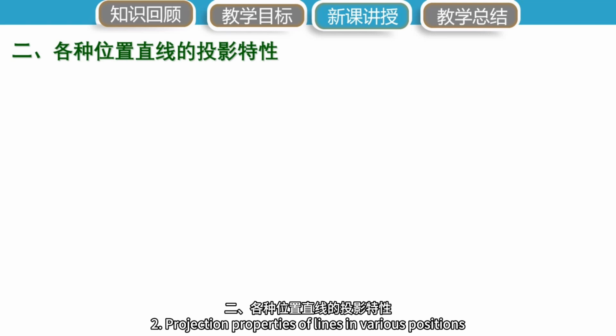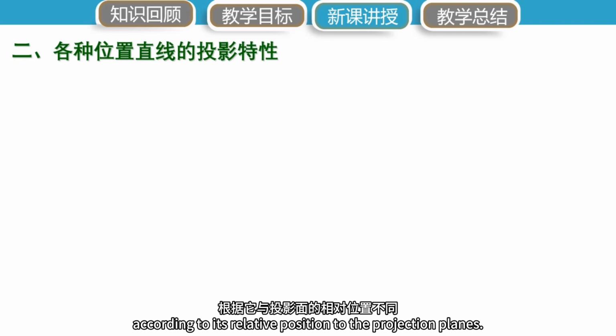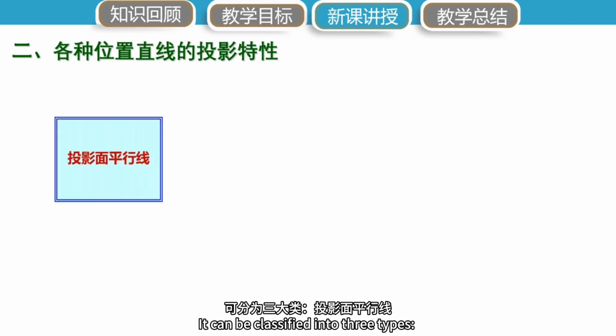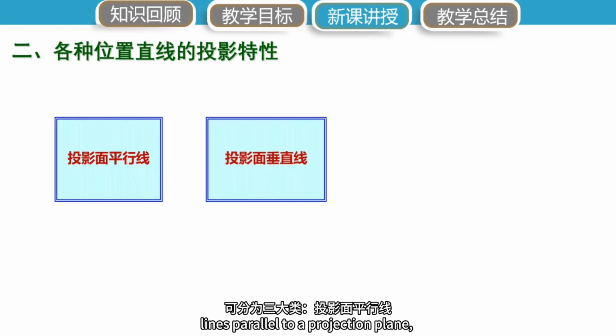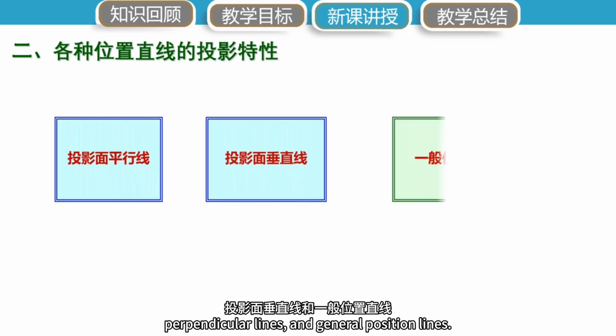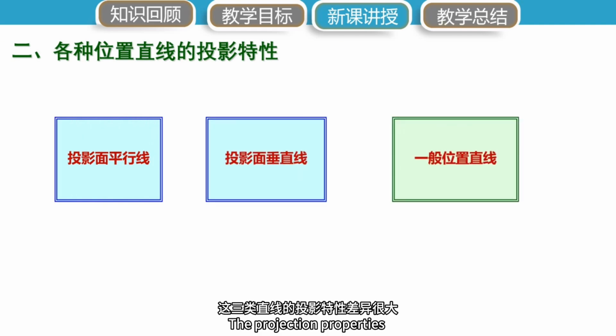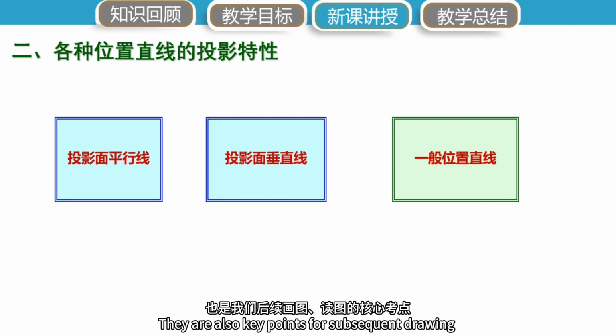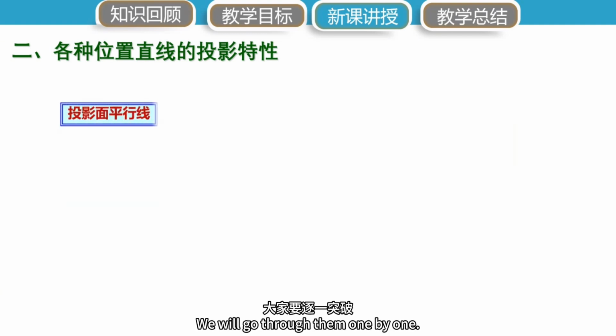Second, projection properties of lines in various positions. For a spatial line in the 3-plane projection system, according to its relative position to the projection planes, it can be classified into 3 types: lines parallel to a projection plane, perpendicular lines, and general position lines. The projection properties of these 3 types differ significantly. They are also key points for subsequent drawing and interpreting drawings. We will go through them one by one.